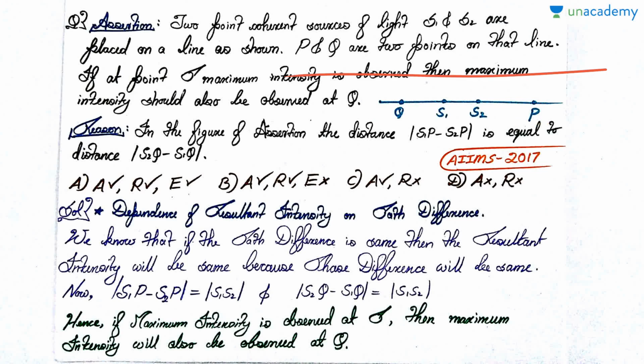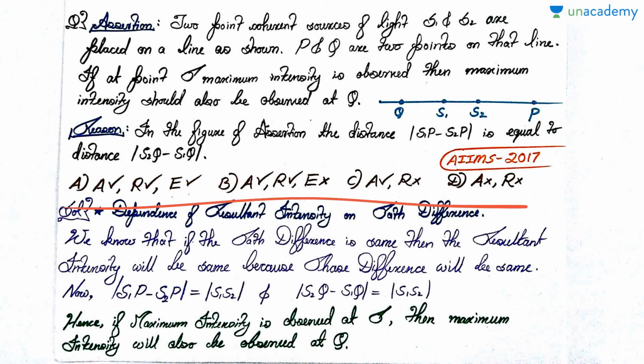P and Q are 2 points on that line. If at point P maximum intensity is observed, then maximum intensity should be observed at Q. That is the assertion. Now the reason given is, in the figure of assertion, the distance S1P minus S2P, where S1 and S2 are sources, and P and Q are the points that we are talking about, is equal to distance S2Q minus S1Q.